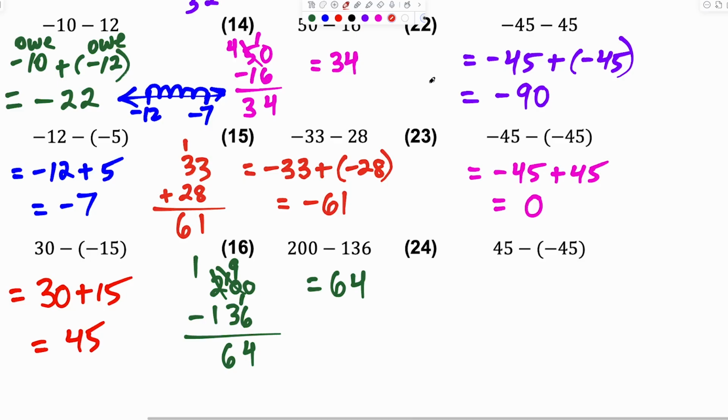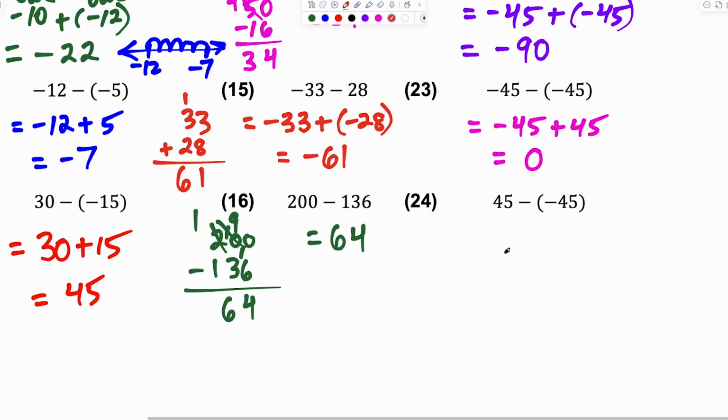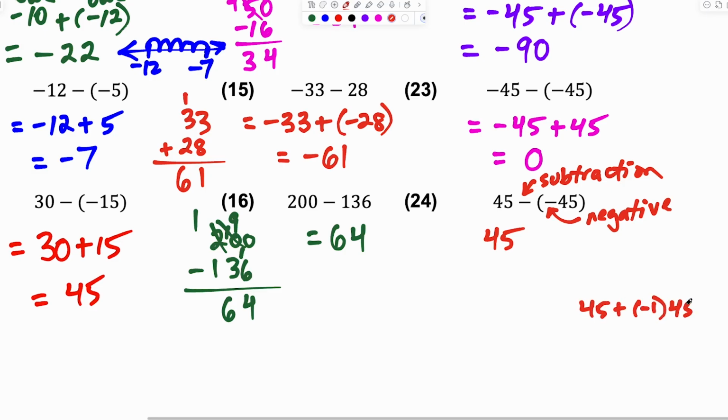And now, last but not least, we have 45 minus negative 45. Let me point something out. This one here is subtraction, and this one is a negative sign. I just want to point out the difference between them because this will segue very well to the multiplication section. We could think of this as 45 plus -1 times 45. This minus sign is more like, what's the difference between these two numbers? Whereas this one, the negative, is more similar to saying -1 times the number.